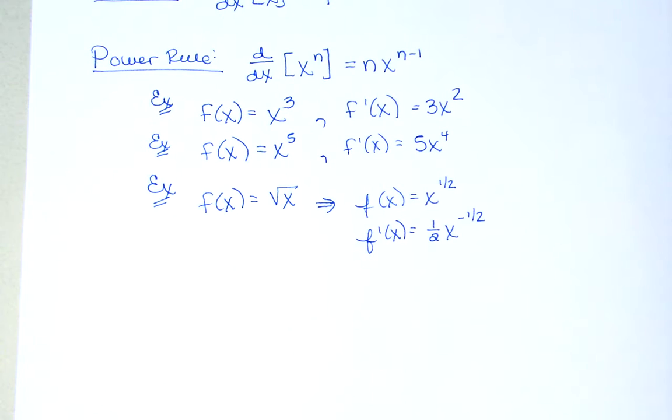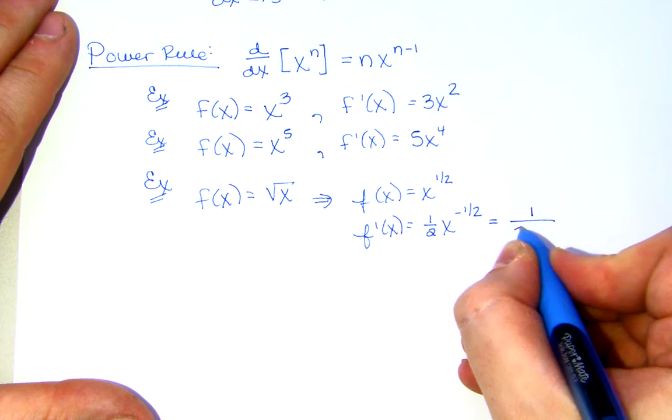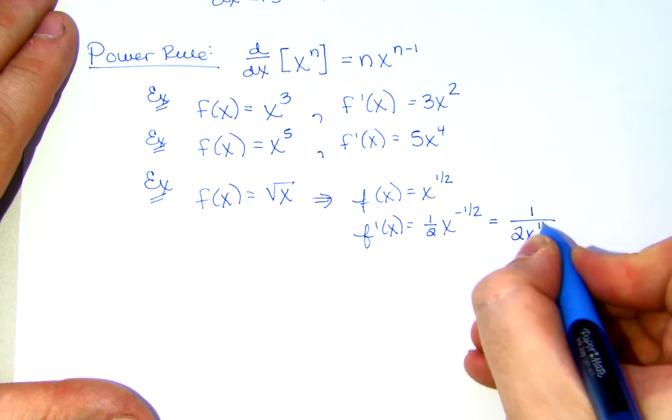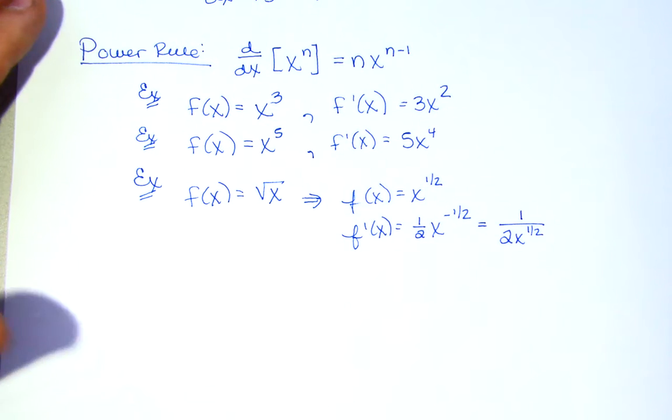Although I'm actually not totally done. I don't want you leaving negative powers in your answer. So a negative 1/2 is really just like a 1/2 power in the denominator. So I'm going to say 1 over 2, x to the 1/2. I would accept that. Or what else do you think I would take?